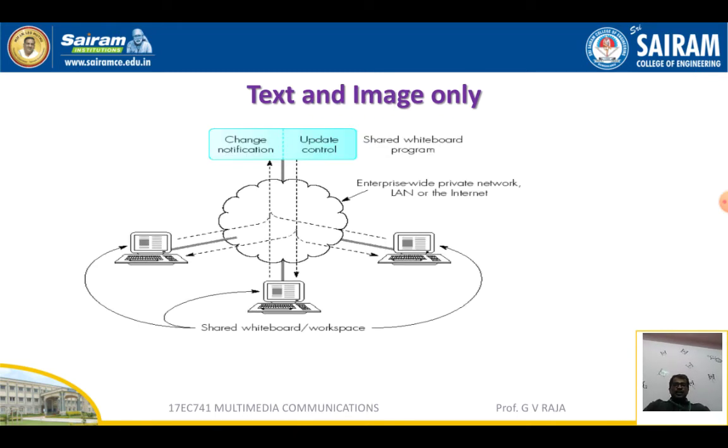Text and image: computer-supported cooperative working applications involve text and image, change notifications, and update controls connected to the workspace and LAN connections, like the network used at enterprise level, a LAN connection or the internet. Typically it is distributed among a group of people in the place of work, all working on the same project. That comes under text and image.